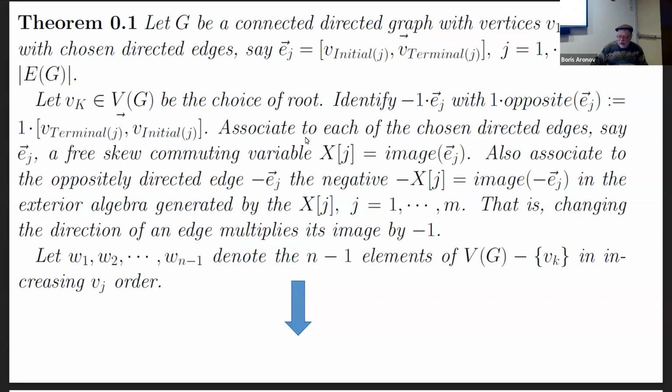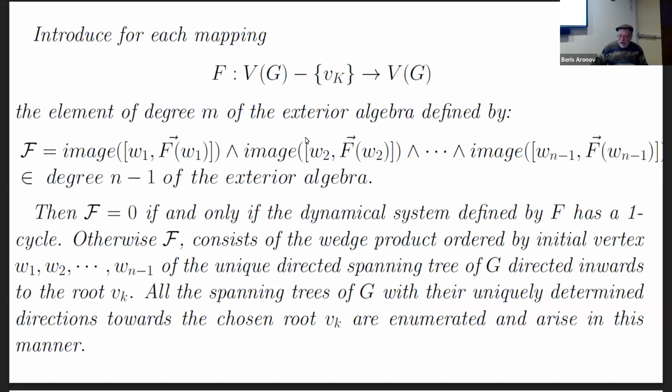Okay, so now let's look at a wedge product. Here I have these lexicographically ordered things, and now I'm looking at the wedge product that I get from these and their images, which are the next things that I'm getting. And I take that wedge product. And now the claim is that this exterior product that I get this way is going to be zero if and only if the dynamical system defined by F, as I move F along, is going to have a cycle in it.